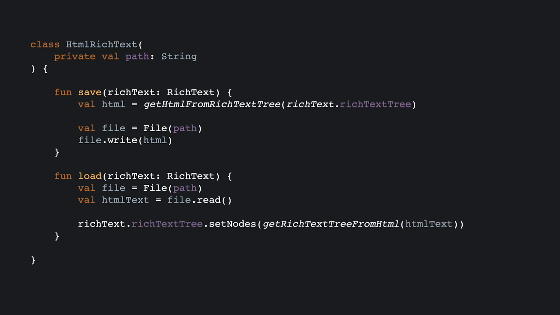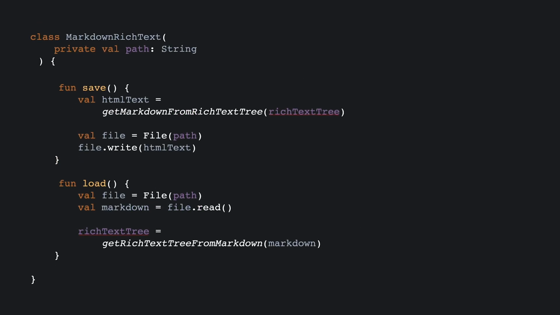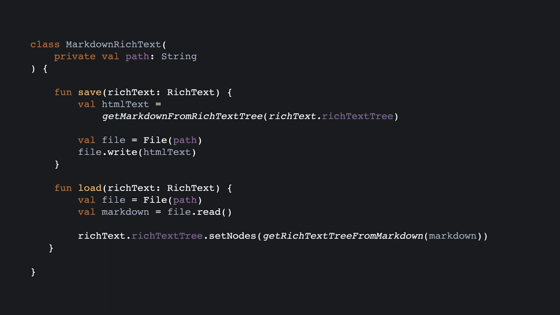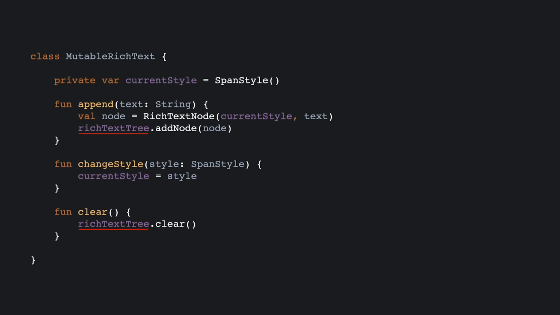Now with some refactoring, we can get the rich text tree from the passed rich text, and this way it should work fine. Now let's do the same for the markdown rich text. We will remove the inheritance and remove the override keywords, and then we will pass the rich text as a parameter for the save and load methods, and we will do the necessary refactoring. For the mutable rich text, we are also going to remove the inheritance, and now this one is different. We don't have save and load methods that we call only a single time and that's it. Here we have multiple methods, like a chain of methods called together. So in this case, we are going to pass the rich text into the constructor of the mutable rich text, so then we can apply those multiple methods on that rich text.